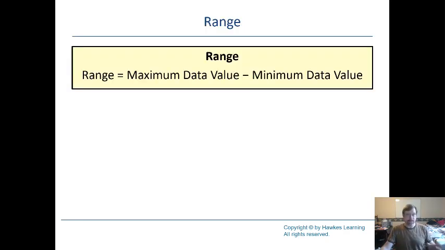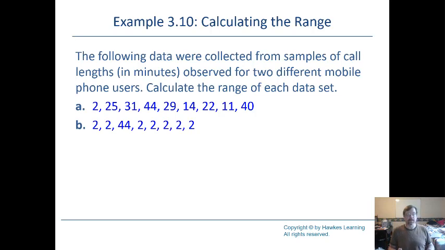The range is pretty simple. It's just the highest value and the lowest value, the difference between those. So for example, we've got these two data sets. We want the range of each data set. So it's very simple in B here.